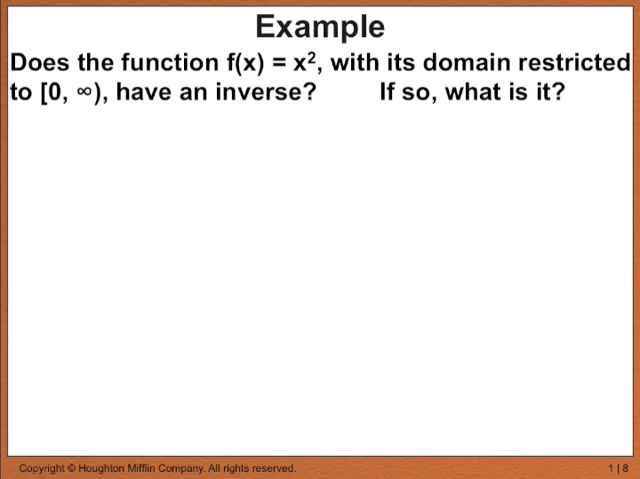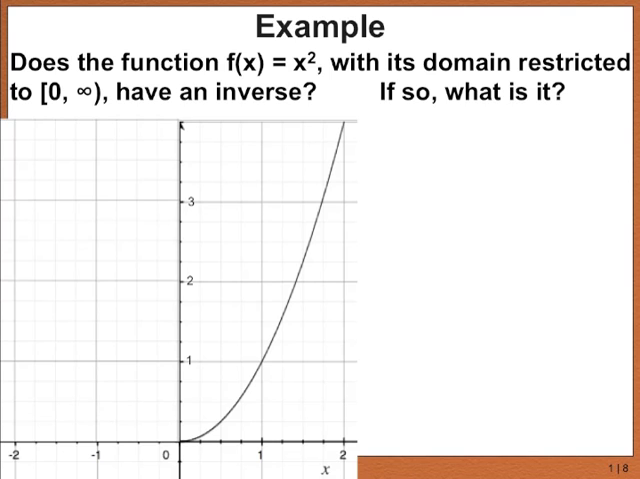And in this case, if we're restricting the domain to the interval 0 to positive infinity, that might change things a little bit. So pause the video, do this on your own, then resume when you have an answer. Okay, this is probably what you came up with. If I restrict the domain from 0 to positive infinity, then the graph of f of x equals x squared looks like this. It looks like half a parabola.